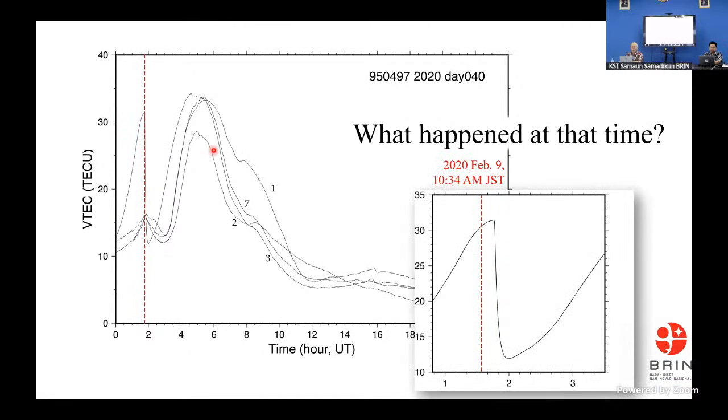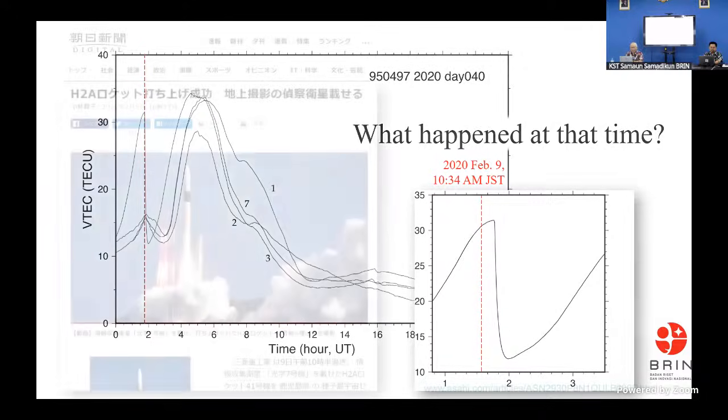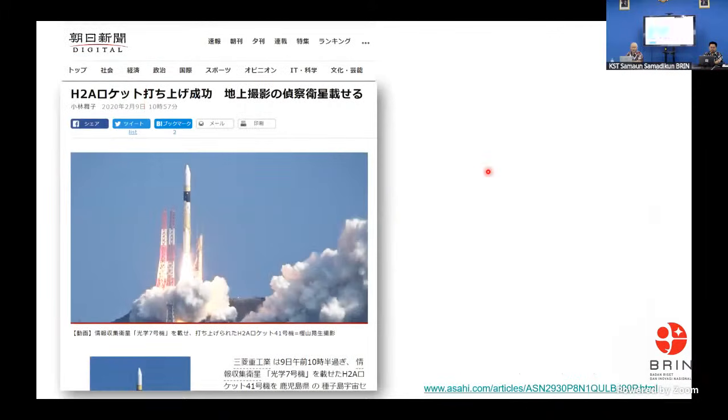And now you can see the TEC has dropped to almost 1/2 suddenly. So something very strange occurred at this time. And this is 10:34 a.m. Japan Standard Time on February 9. So we know what happened on this day. It is a launch of a rocket. It's a huge rocket called H2A.